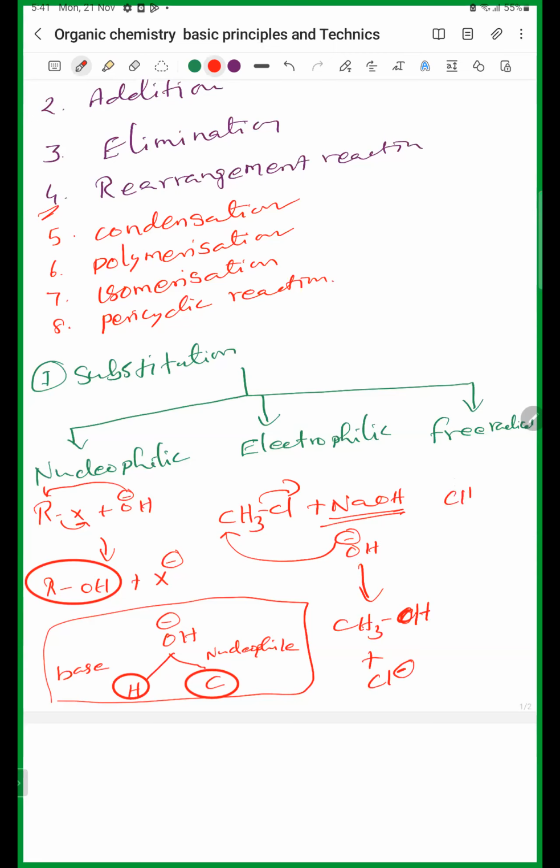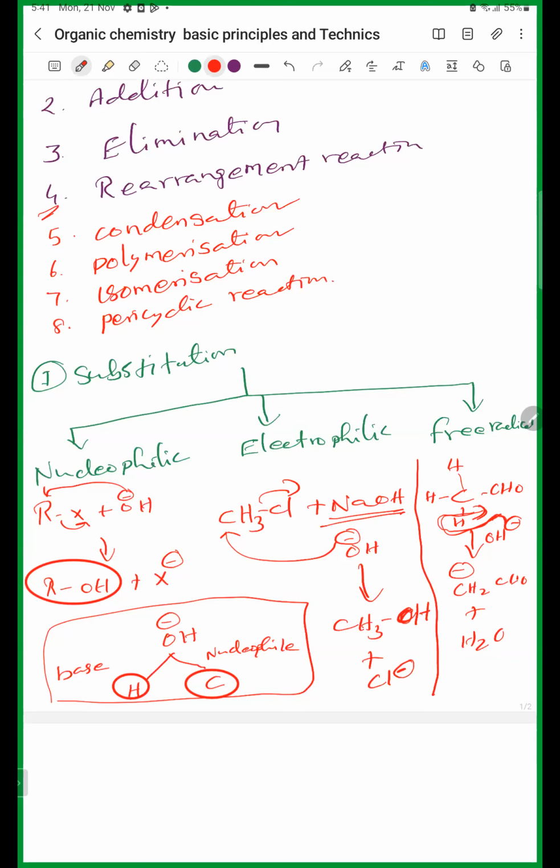In the same way, CH3CHO, when you are putting OH minus, this OH minus is taking H plus, giving CH2 minus CHO plus H2O. This OH minus is taking the H plus. You tell me what is the difference between these two reactions?